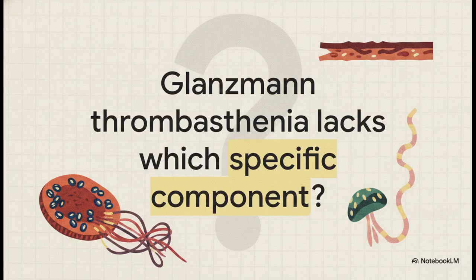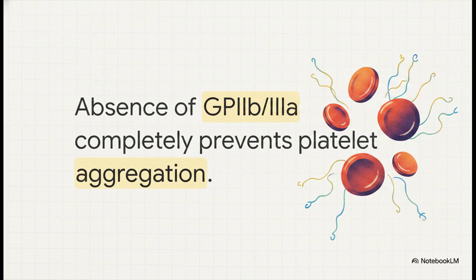Building on our earlier receptor discussion, let's talk about Glanzmann thrombasthenia. This is characterized by a deficiency of which specific component? Is it A, the glycoprotein Ib-IX-V complex, B, the glycoprotein IIb/IIIa receptor, C, dense granules, or D, von Willebrand factor? The answer is B. Glanzmann thrombasthenia is an autosomal recessive deficiency of the glycoprotein IIb/IIIa receptor.